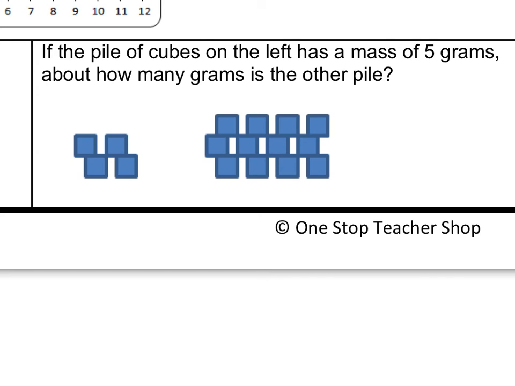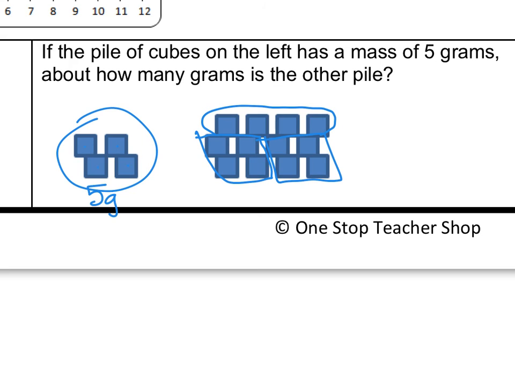And it says, if the pile of cubes on the left, that's this bunch, has a mass of 5 grams, about how many grams is the other pile? So for every 4 cubes there, it's going to weigh 5 grams. So let's put these into groups of 4. And we can do it with a picture first. Here's 4, here's 4, and here's 4 more on top. Now we've got 3 groups that should weigh 5 grams, so we could count by 5s, 5, 10, 15.